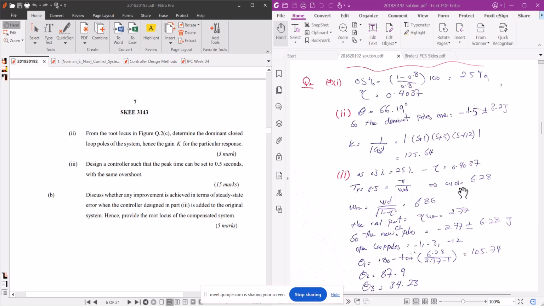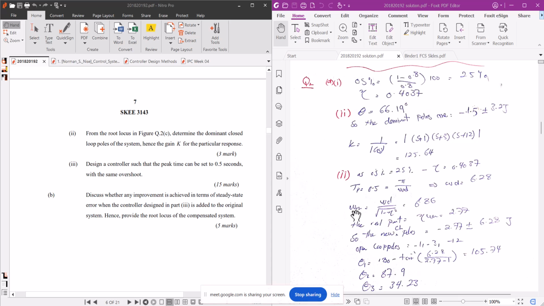Okay, from this omega d and from this zeta, because zeta will remain here because you have the same overshoot. The question said that you have to keep the overshoot the same, so your zeta will remain 0.4037, but you have got a different omega d. Your omega d is now different.